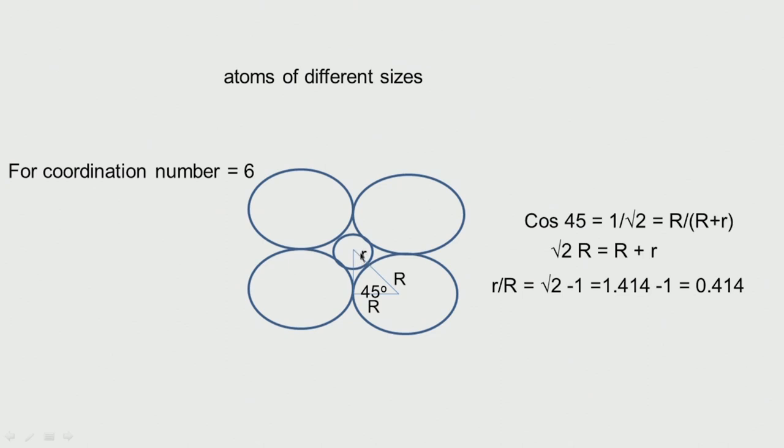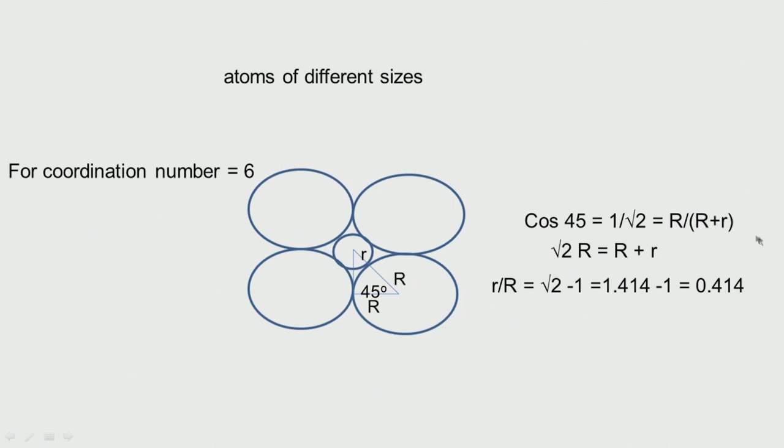We can get some relationship between the small r and the capital R. These are all from geometry. If I draw this radius, that is R plus r, and if I draw a perpendicular line to the capital R, this angle is 45 degrees. So cos 45, as all of us know, is 1 by square root of 2, which is equal to the small r divided by R plus r.